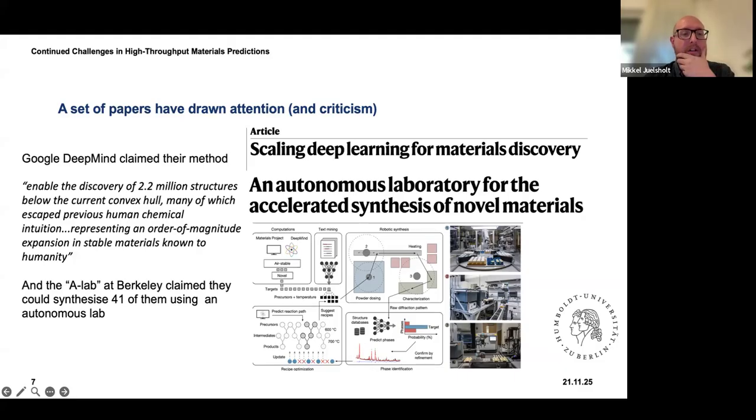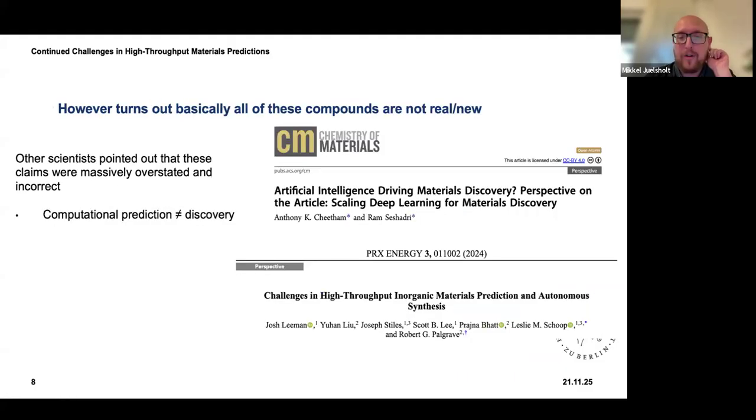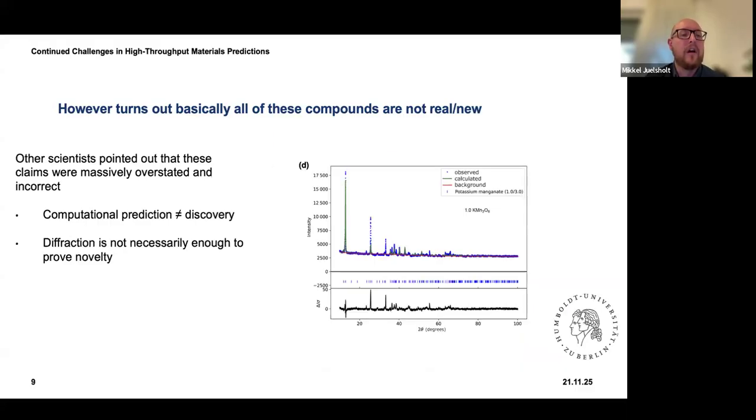And of course, as we have some of the co-authors on the papers here, people started criticizing and saying these models don't work. The first thing is that computational prediction is not equal to discovery. Just because a computer says it's real doesn't necessarily mean that it's real. Then, of course, if you are going to make them real, you need to show that you have made the right material. You can't just get the right diffraction pattern; you also need to get the right composition.